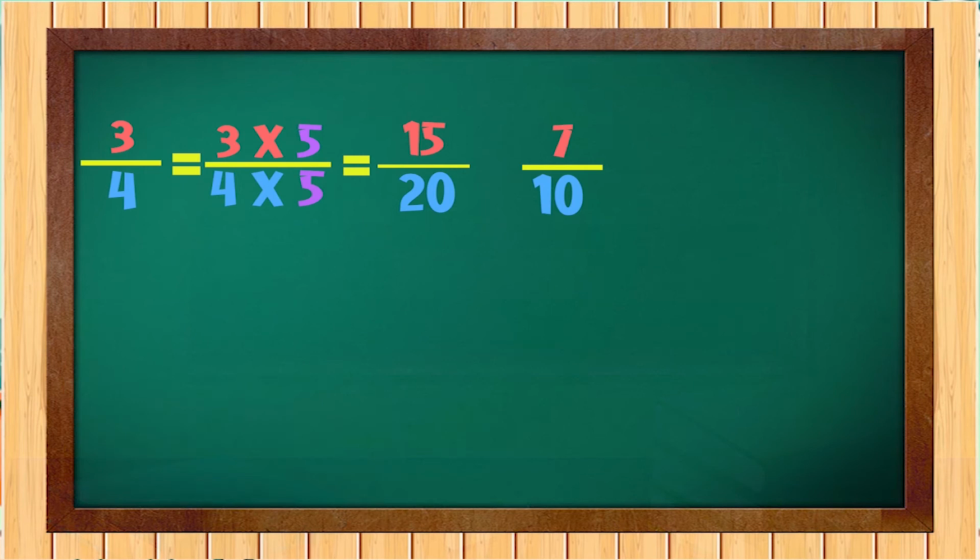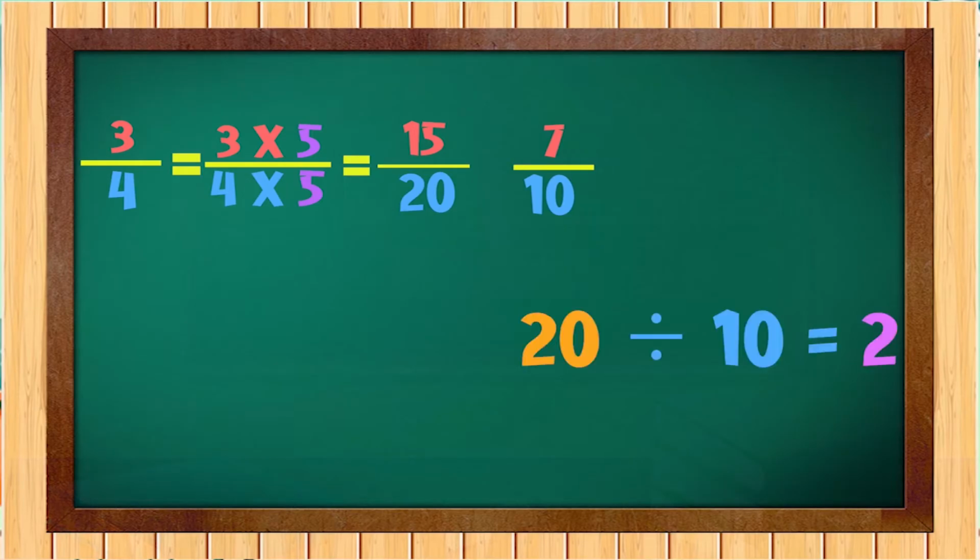Now let's look at the second fraction, which is 7/10. So we're going to convert this. To do this, we're going to divide the LCM by the denominator. So it's 20 divided by 10. 20 divided by 10 is 2.